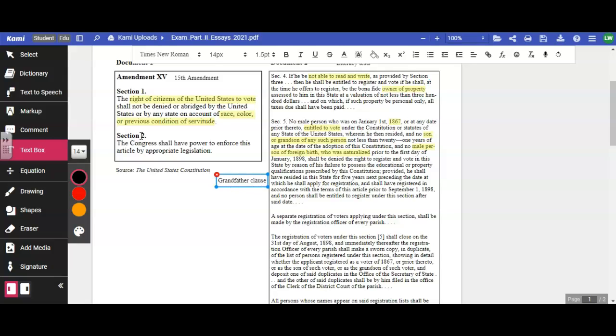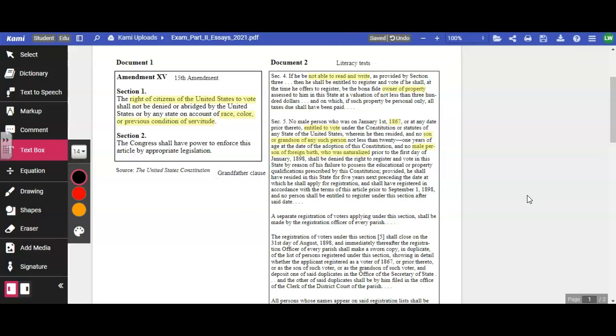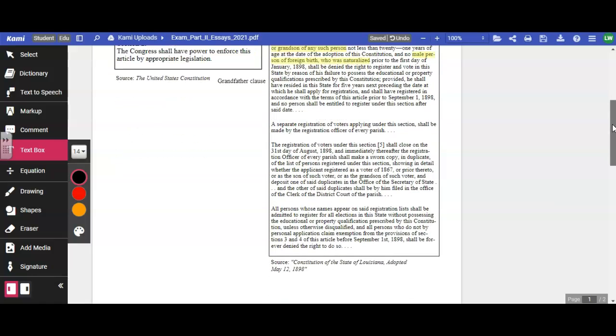This says, if your grandfather could vote, then you could too. Well, not everyone's grandfather could vote. Let's think about a group of Americans whose grandfathers weren't able to vote.